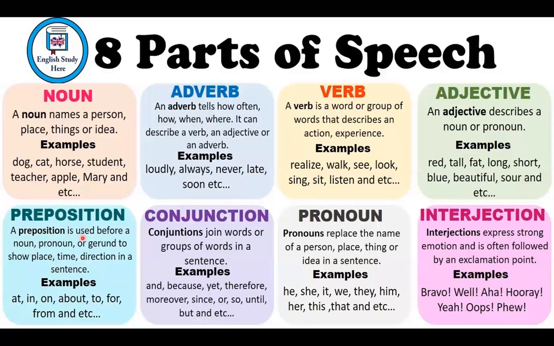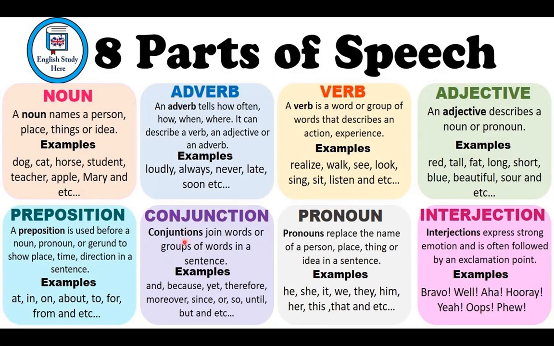A preposition is used before a noun, pronoun, or gerund to show place, time, direction in a sentence. Example, he is at the table. The cat jumped in the basket. The man sat on the chair. And like that. So these are prepositions. It shows the relation of one word to another word in a sentence.